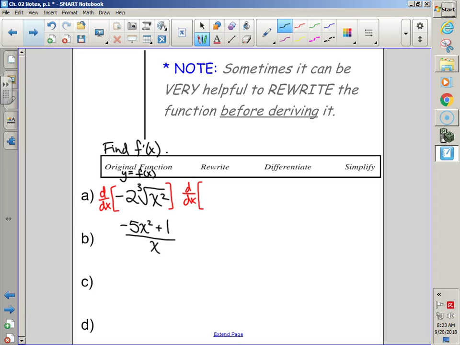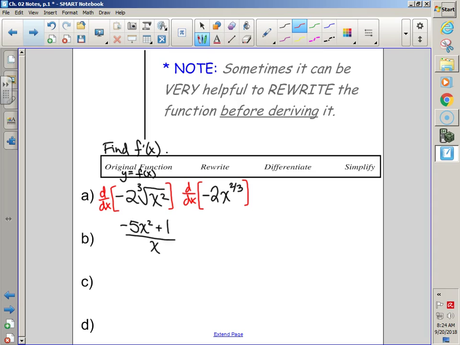But has anybody thought through how I could rewrite this expression in a way that my basic rules would help me differentiate? Got it. Negative 2 times x to the 2 over 3. Now I can stop writing d/dx and I can just actually start doing the deriving process or the differentiating process or the finding the derivative process.